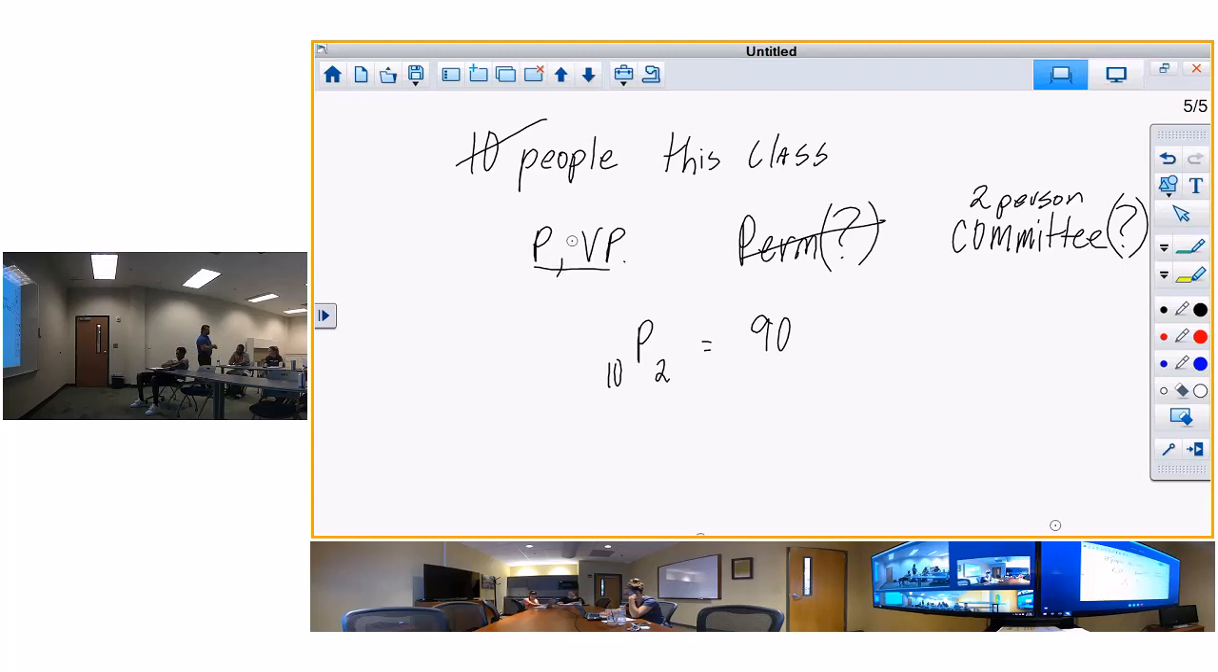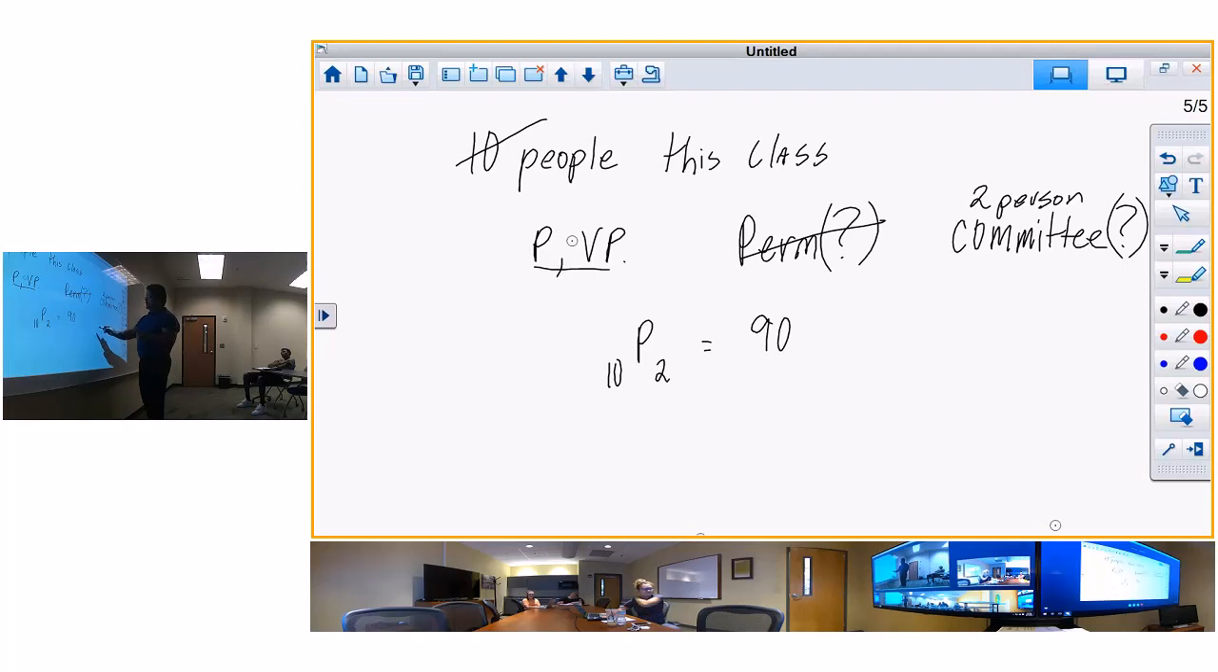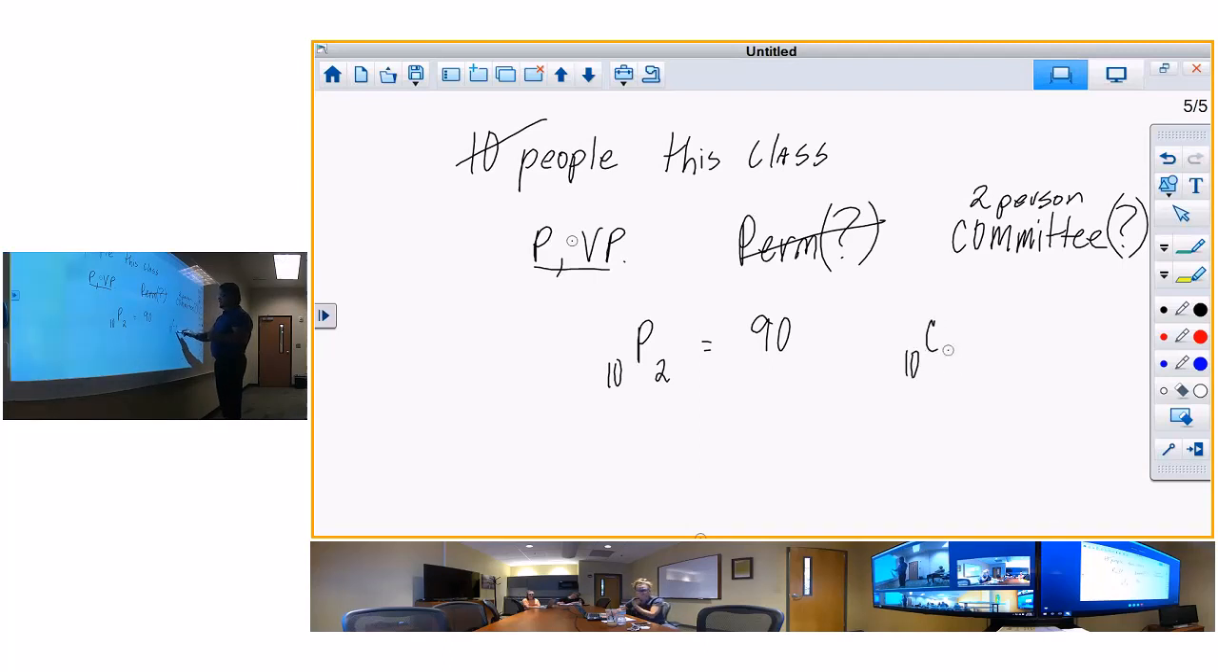Now, some of your church committees, they don't really count as a committee. They kind of have a chairman and all this. But when you get into a reality board committee situation, your board will always have officers, your committees will not. Okay? All right, so what is a committee? What would that be? 10, combination, 2. So somebody do that one for me. 10, combination, 2. So there are 45 different committees that we could have.